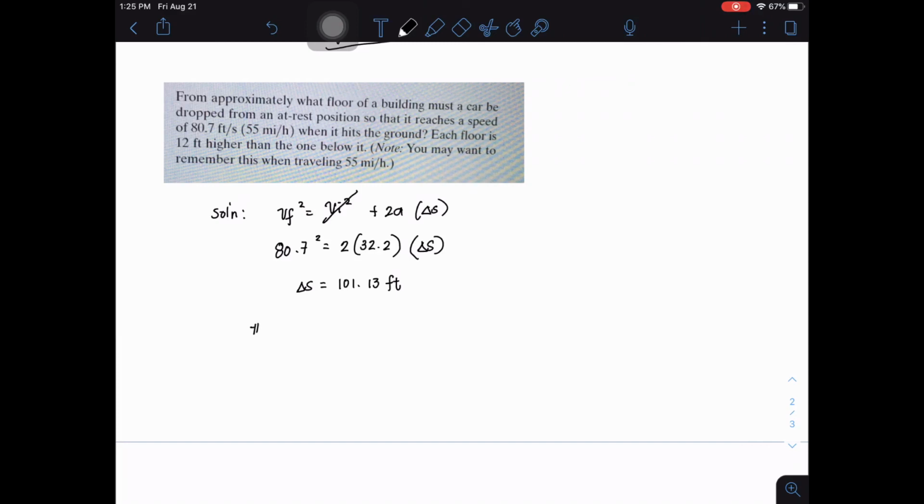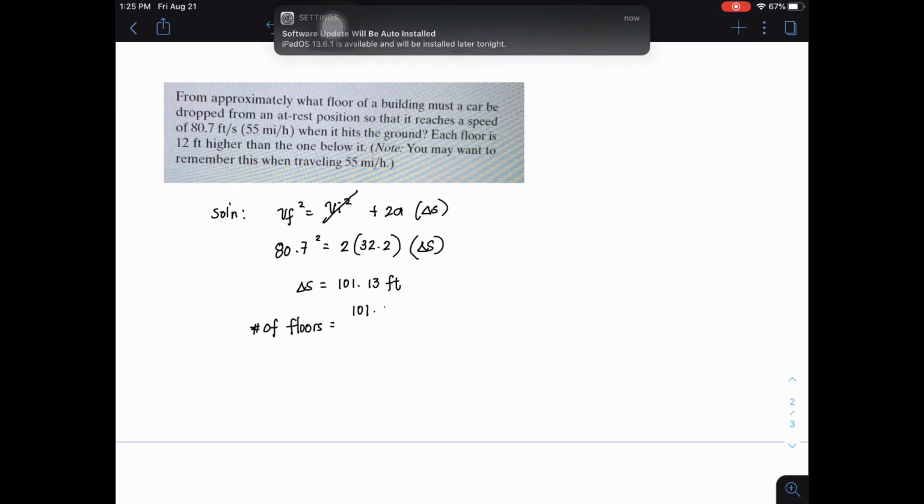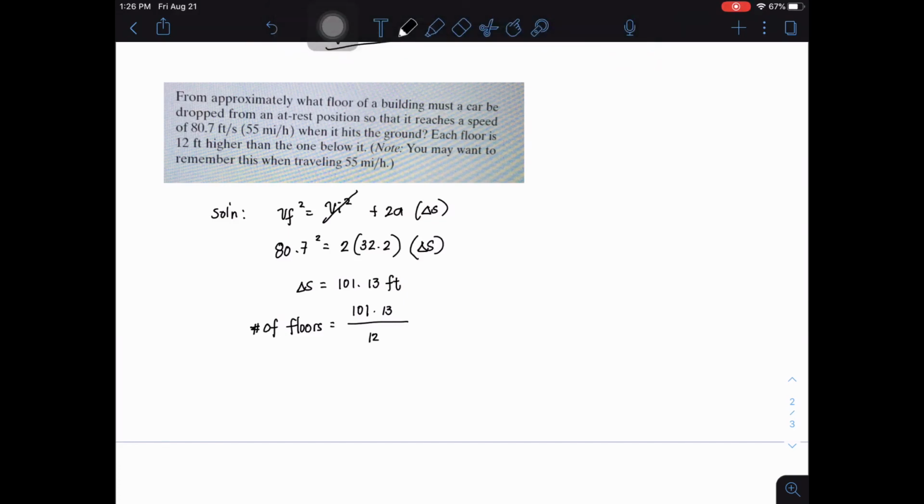Alright, now we're going to solve for the number of floors. Alright, so 101.13, we're gonna divide it by 12 because each floor is equivalent to 12 feet. So we're gonna be having 8.43 floors. Okay, so therefore our final answer would be the car must be dropped from the 9th floor.